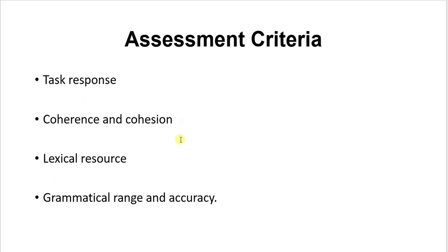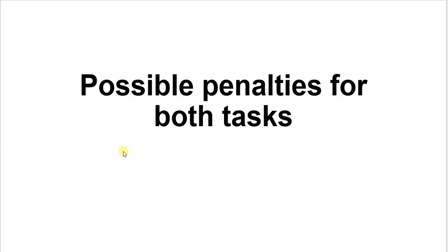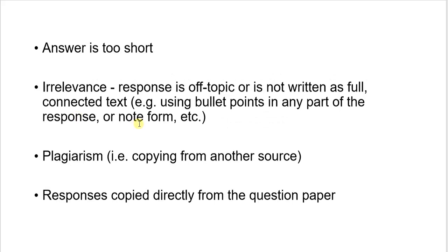It is assessed in a similar way to task 1, with the exception of the task response instead of task achievement in task 1. What are the possible penalties that can be incurred in both task 1 and task 2? In both tasks, you'll be penalized if your answer is too short. So if you write less than 150 words for task 1 and less than 250 words for task 2, you'll be penalized.